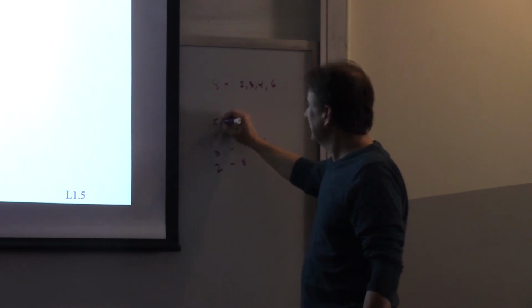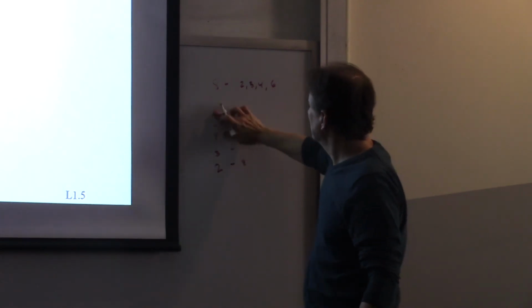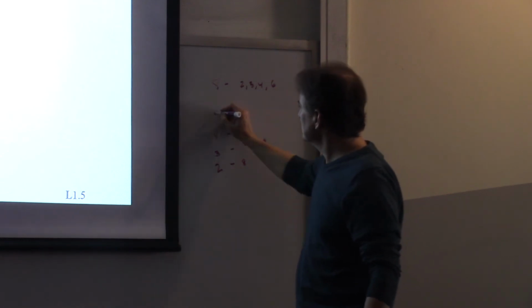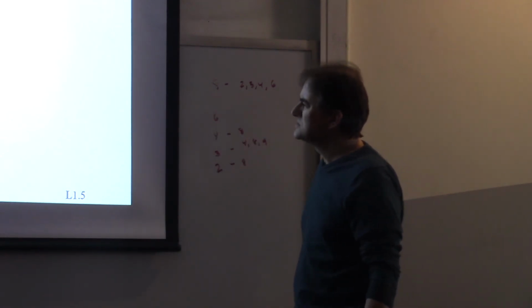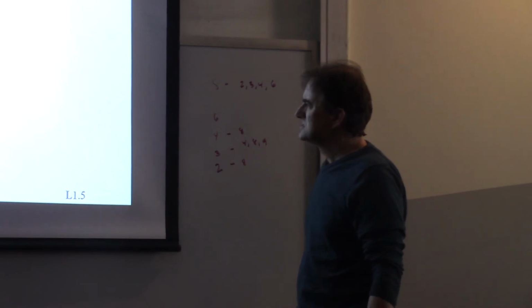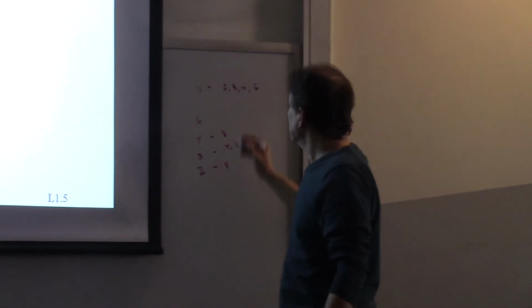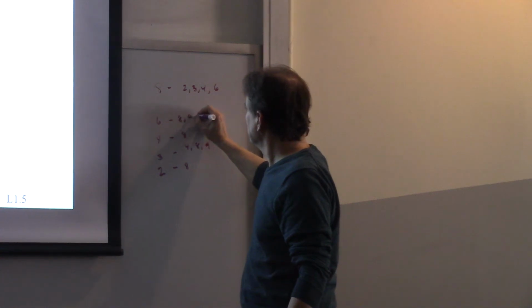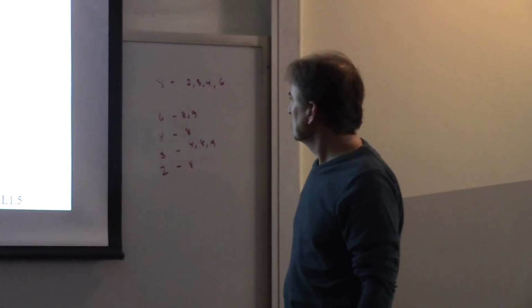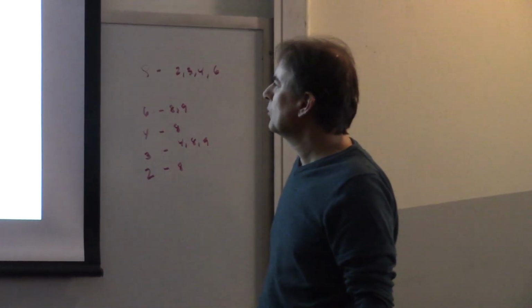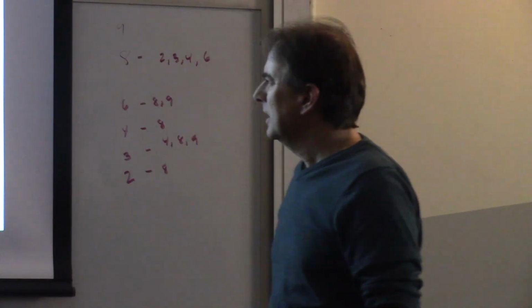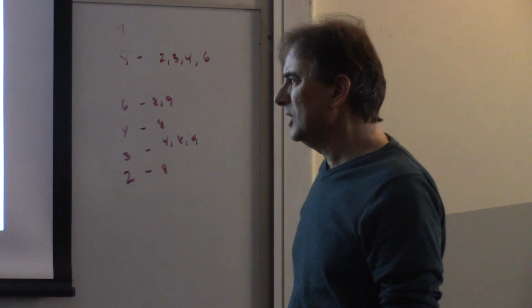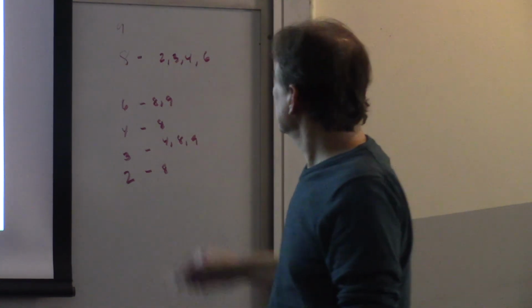How about 5? There's no 5. Good. 6, we have a 6. So 6's inversions are 8 and 9. 2, 3, 4, 5, 6. 1, 2, 3, 4. We have one more number. What is it? 9. And 9 has an inversion of 3 and 6.